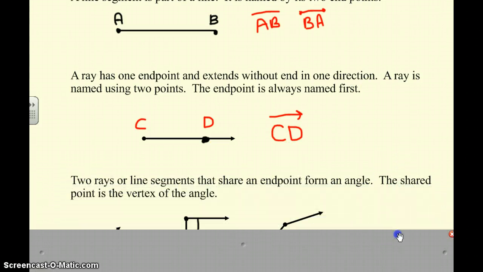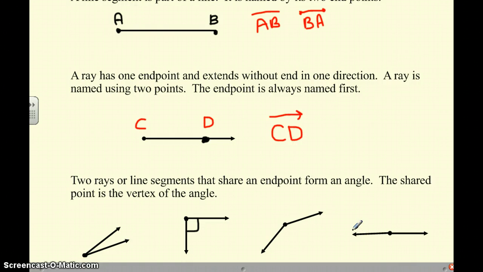Okay, lastly, I want to review angles. Remember, angles are 2 rays or 2 line segments that share an endpoint and form an angle. So that shared point is called a vertex, and so this would be an example of a vertex, the shared point of the 2 lines or rays. So let's look at these. So if you remember from class, this angle here is called an acute angle. It's less than 90 degrees. So remember, acute little baby angle was our mnemonic device for remembering that. So again, an acute angle is less than 90 degrees.